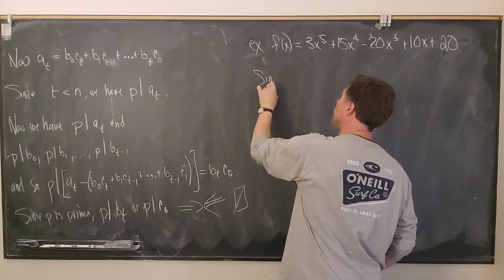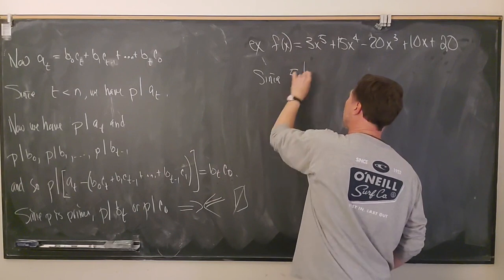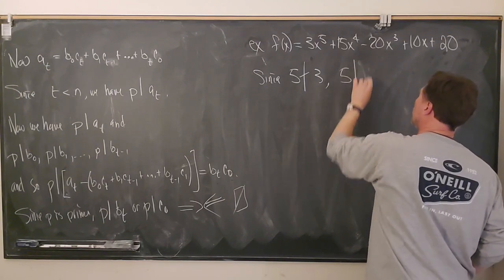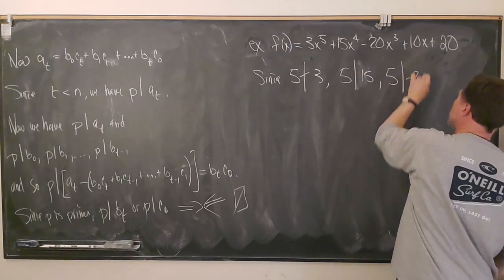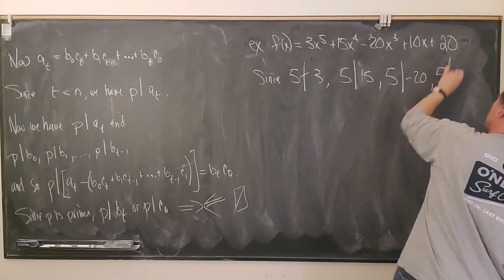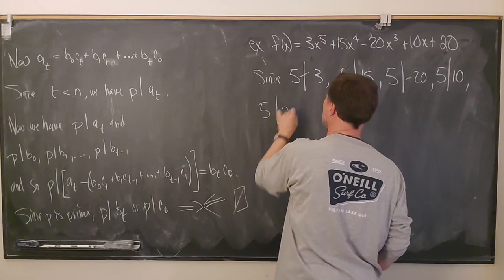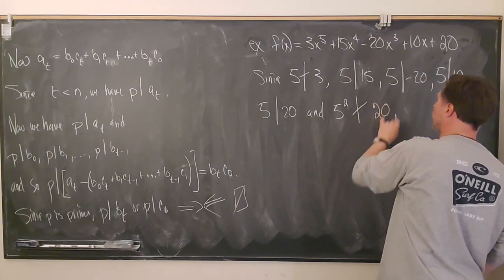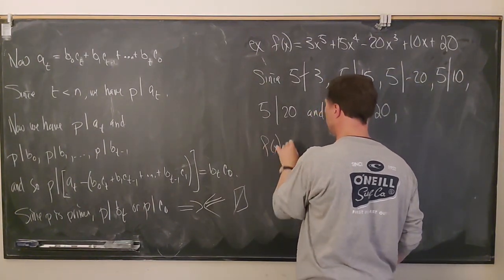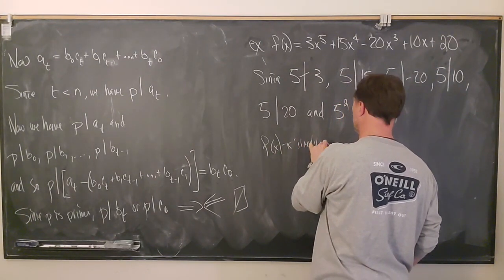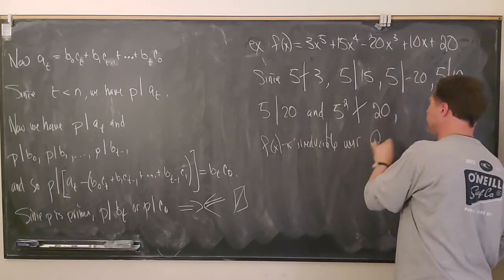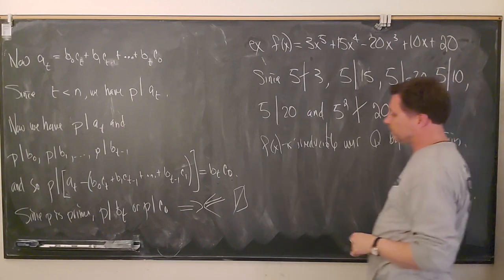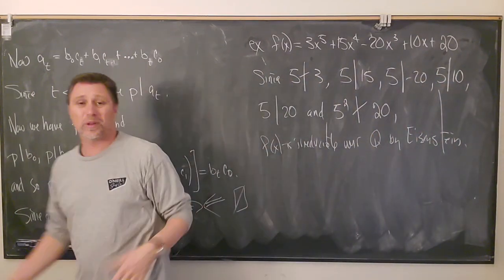Since 5 does not divide 3, 5 divides 15, 5 divides minus 20, 5 divides 10, 5 divides 20, and 5 squared does not divide 20, f of x is irreducible over Q by Eisenstein. So when Eisenstein works, there's really not much work to do.